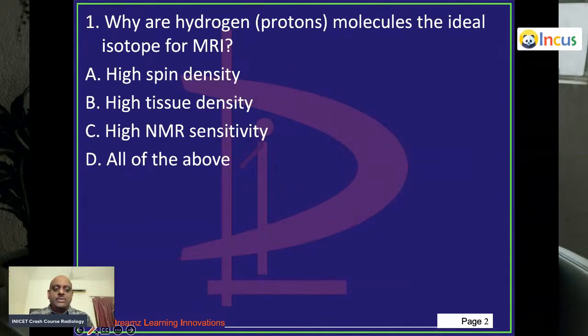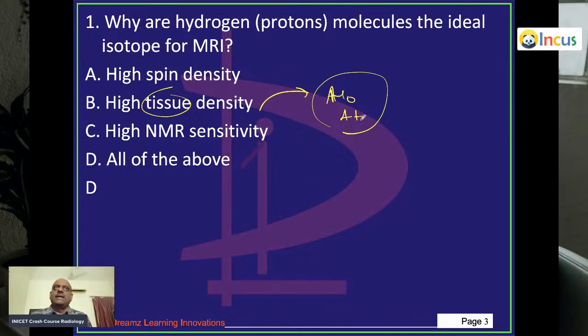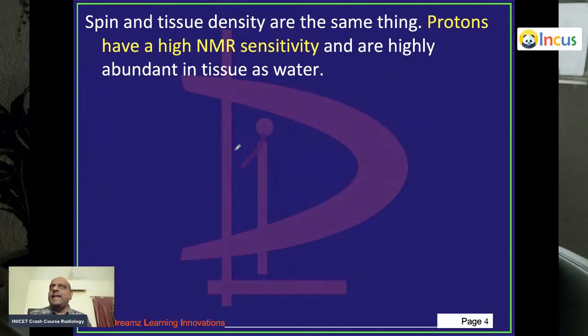So, doctor, why are the hydrogen molecules the ideal isotope for MRI? Because they have high tissue density. Tissue has molecules, molecules have atoms, atoms have protons. High spin density, high magnetic resonance sensitivity. So that all makes protons the ideal isotope.